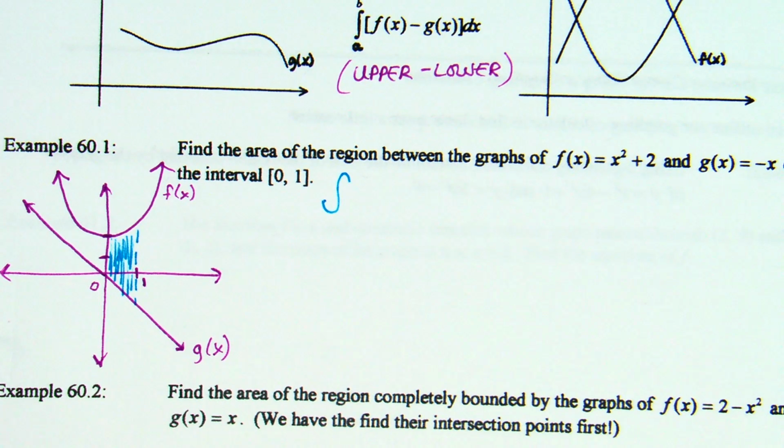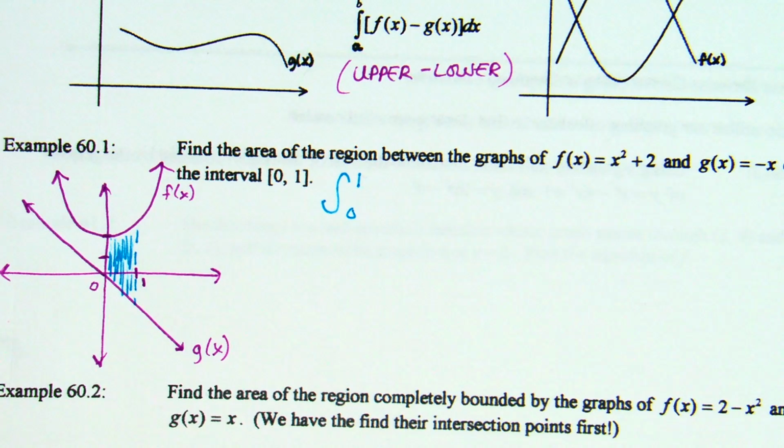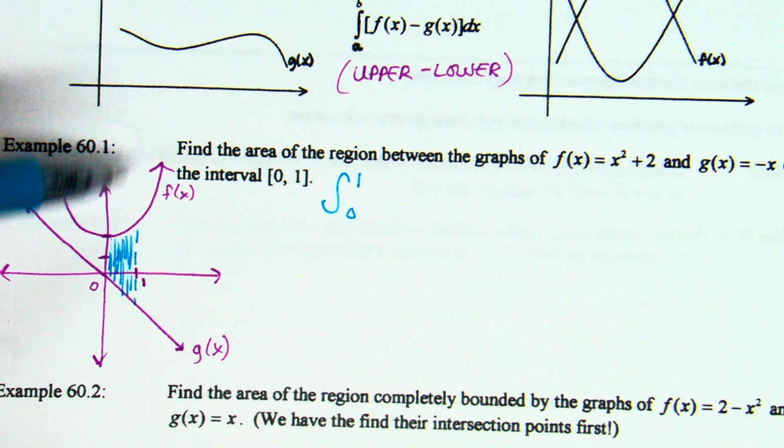So it's the integral from, what are the X boundaries they gave me? 0 to 1. And I would think upper minus lower. What is my upper curve? In this particular case, it's X squared plus 2.